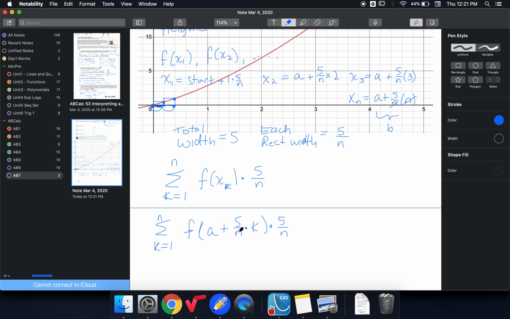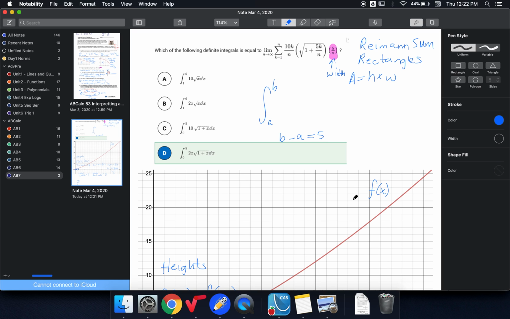So now I am looking for 5 over n times k. So coming back up here, it's pretty close, that this is 5 over n times k, but there's another, that's 10, so that's really going to be 2 times 5k over n, square root of 1 plus 5k over n. And then these are making all of my heights. So I'm going to erase this for a moment. So those are my heights.